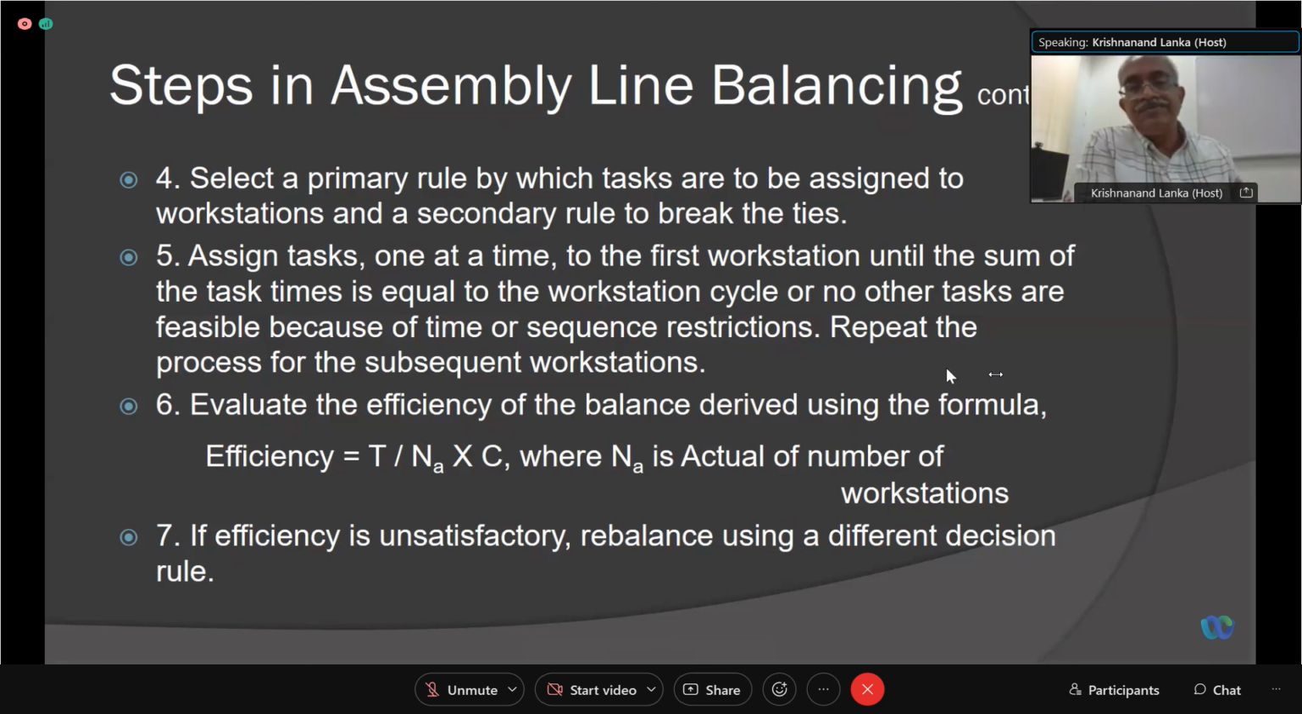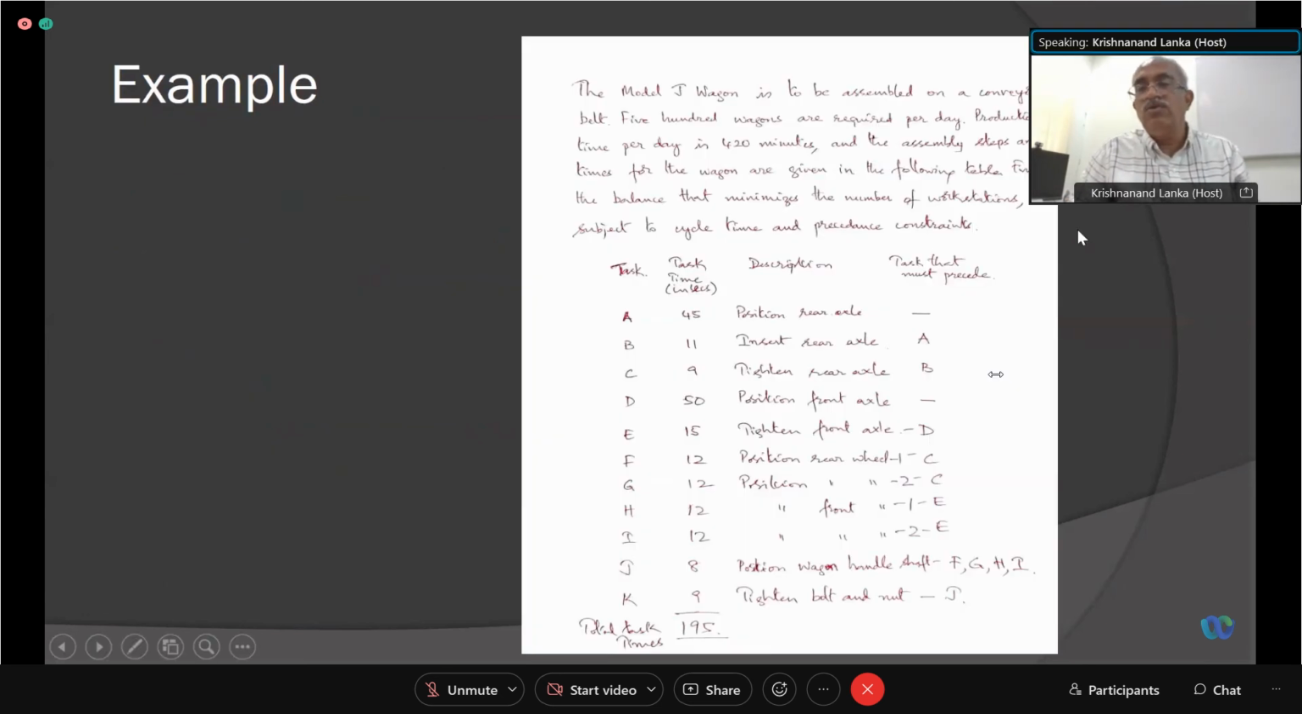Tightening them. So you have to select. The only thing is you have to take care whether you are following the technological precedence for this. Are you able to follow the technological precedence? How you are checking that is through this. I will tell you how this looks like. So this is an example.